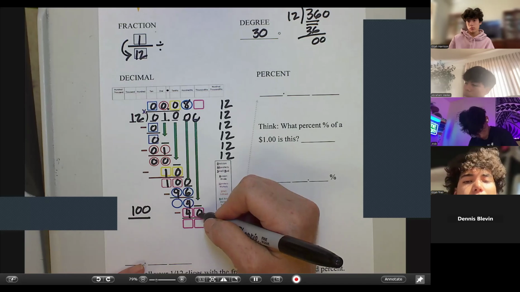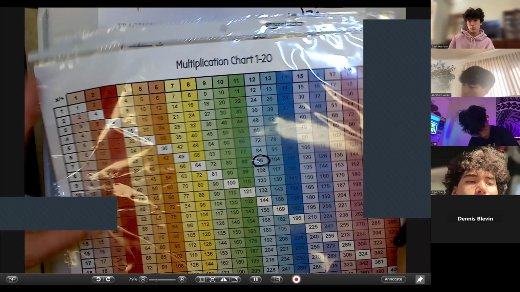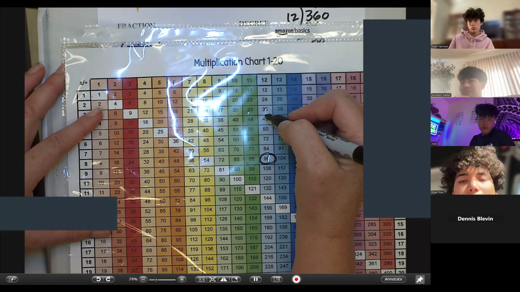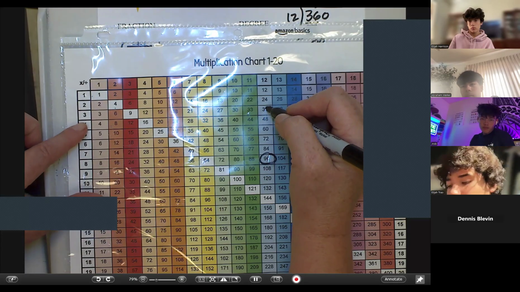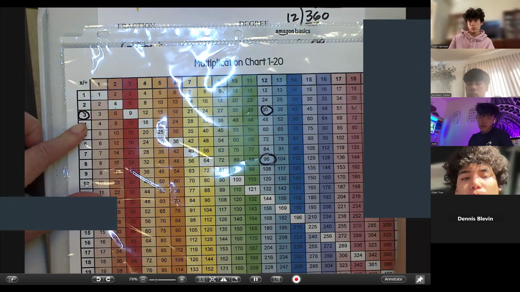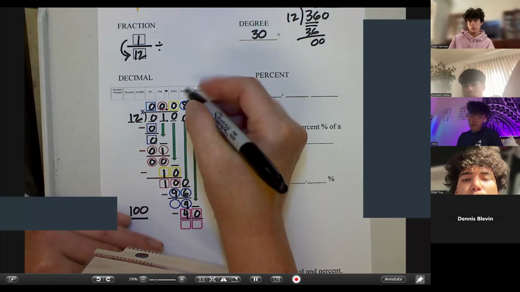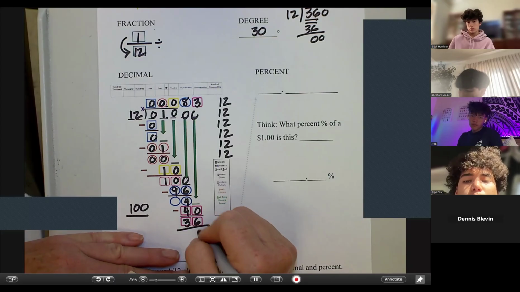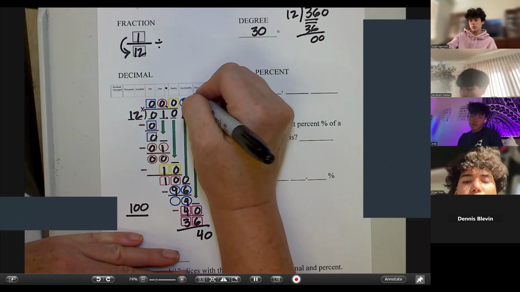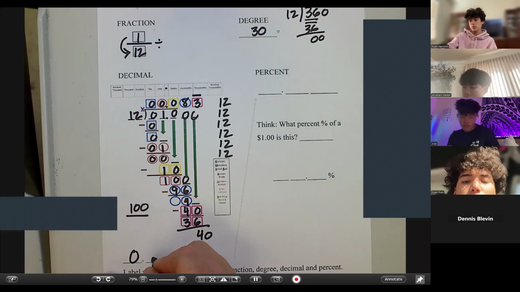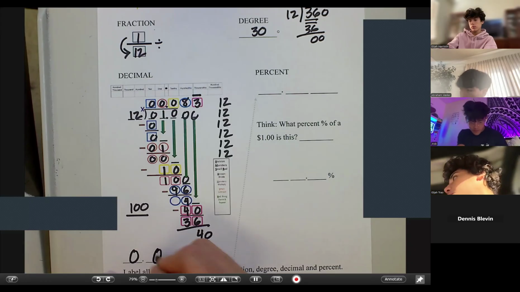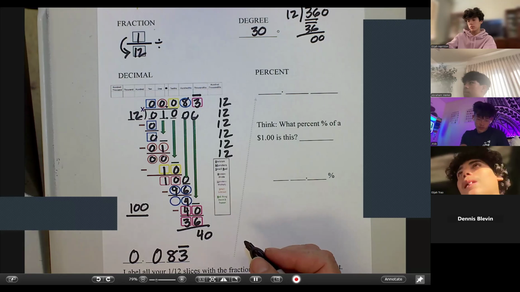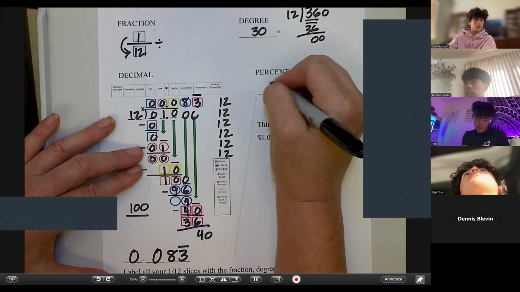12 goes into 40. You want as close as possible down. That's why you need to have your times table eventually memorized, because you have to be able to know these numbers. And that's going to be 12 times 3 gets you as close as possible to 40. So there's a 3 there. 36. And you can see this is going to be another repeating decimal. So you put a little repeating sign there. 0 point, there's a 0 there. 8, 3, repeating. That's your decimal. Come up here.